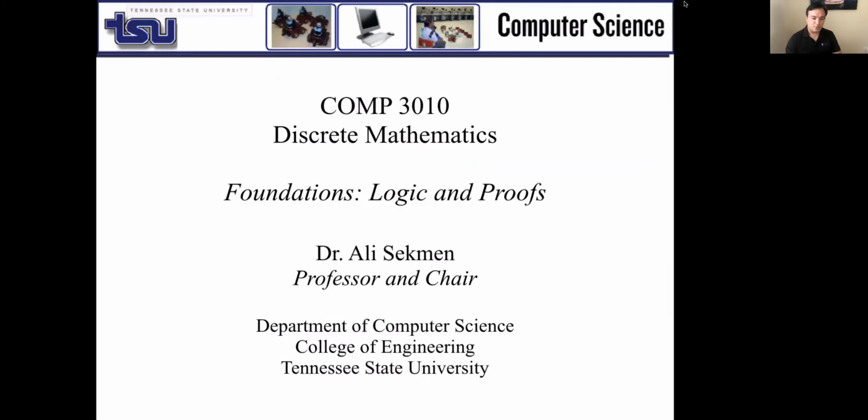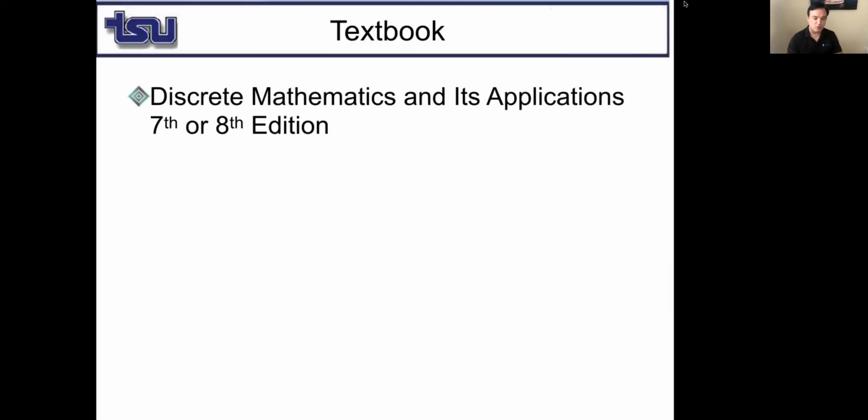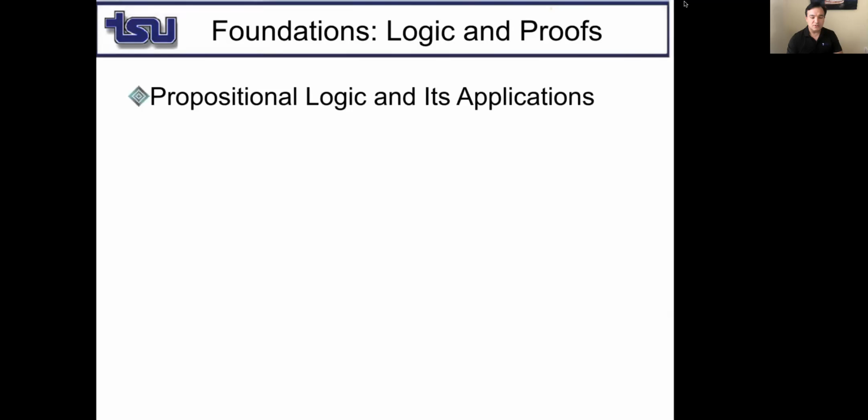Okay, so this is Comp 3010, Discrete Mathematics, and this is the second lecture on foundational topics of logic and proofs. In the last lecture, we talked about propositional logic and its applications. Today, we are going to talk about propositional equivalences. We are going to show that if we have two compound propositions, and one is logically equivalent to the other, it can be safely replaced with the other one.